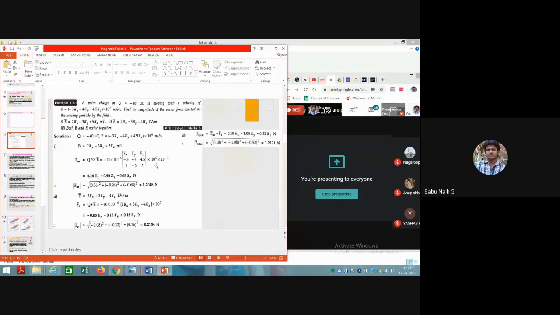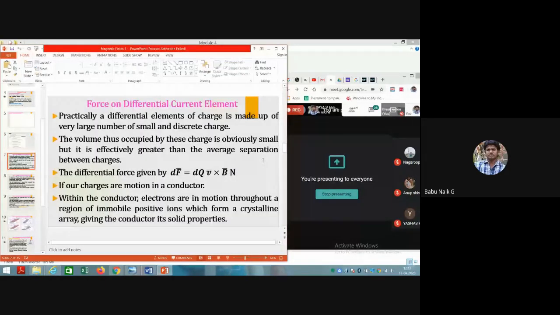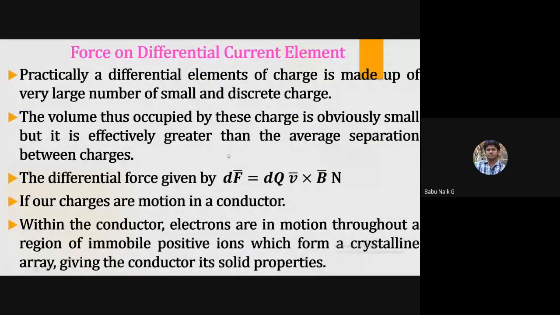I think you have understood this Lorentz force equation and how to calculate it. It is not complicated, it is very simple here. Now let us move to the next topic. Next, we are going to take the force on a differential current element.